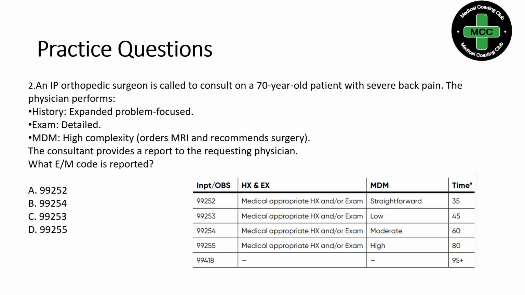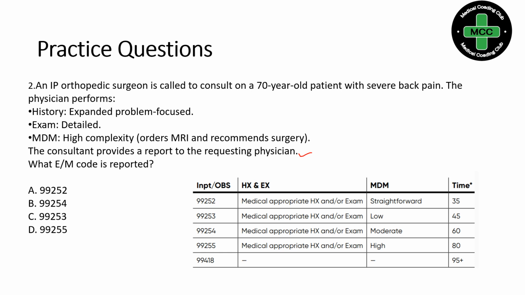An IP orthopedic surgeon is called to consult on a 70-year-old patient with severe back pain, and the physician performs a history of expanded problem focused, exam detailed, MDM with high complexity. The consultant provides a report to the requesting physician. So there is a report and there is also a request, and the consultant provided the service of high complexity MDM. See the options 99252, 253, 254 and 255.